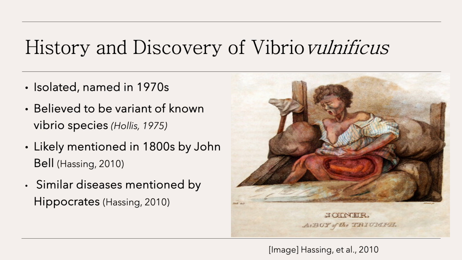In the book The Principles of Surgery, written by the Scottish-born surgeon named John Bell, a description of an external puncture wound very closely resembles external Vibrio infection symptoms. Robert Hassing has included John Bell's description in his hypothesis that this was one of the earliest recorded Vibrio vulnificus infections.